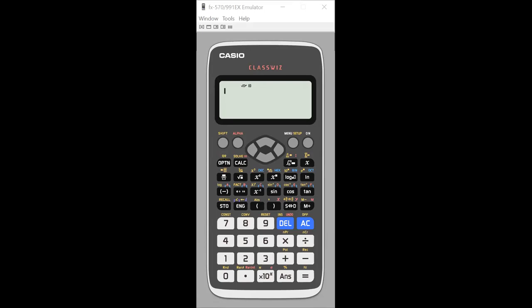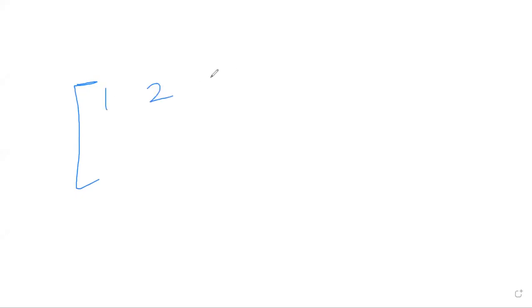Okay. Let's start. So let's say there is a matrix like this. Let's say 1, 2, 3, 4, 8, 9, and 5, 1, 0. And you need to reduce it to the echelon form.